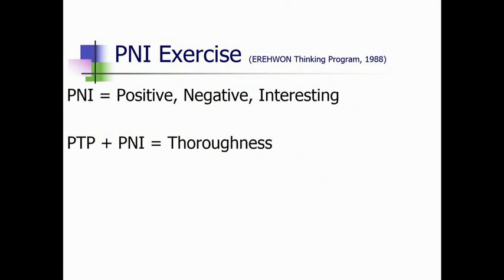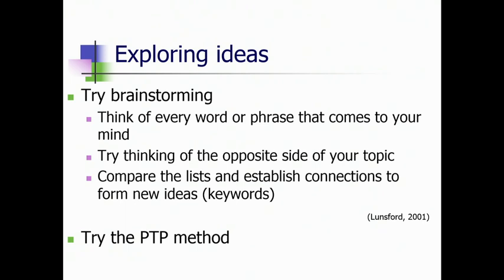Now pass through prism and positive, negative, interesting, you bring these 2 together and that results in thoroughness. Again, this is not specifically about research writing, this is about crisp, in-depth writing in general.